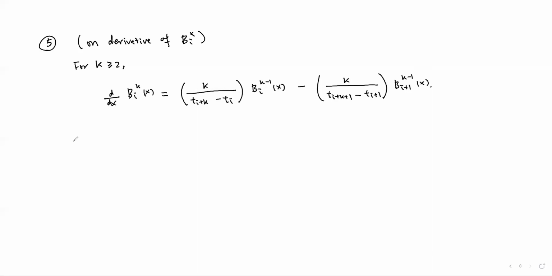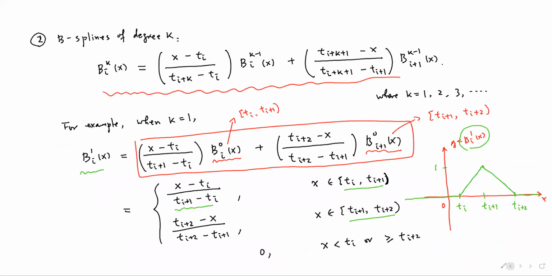How about k equals 1? When k is 1, go back to the graph of B_{i,1}. From the graph, we can see that this function has a derivative everywhere, except at t_i, no derivative, because there is a corner here. At t_{i+1}, no derivative, because of a corner here. And at this point, a corner. At any other points, this function has a derivative.